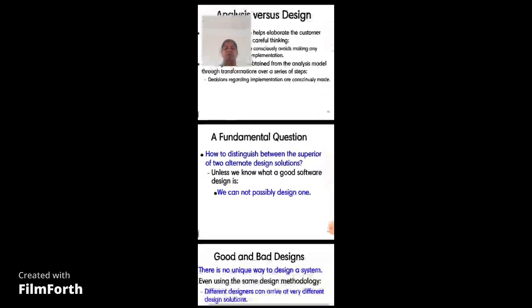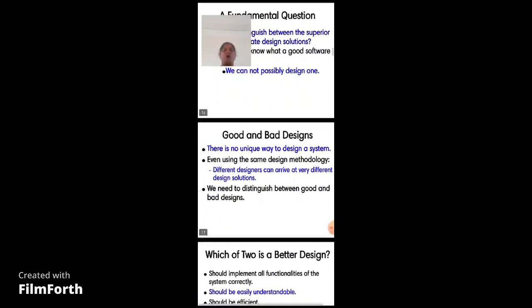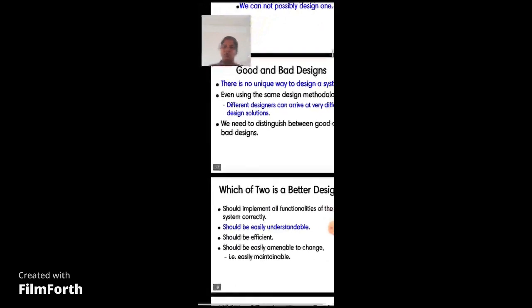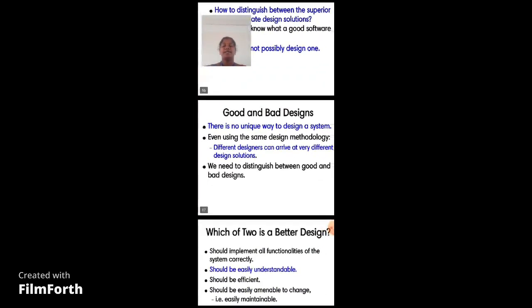For that we look for good designs. How can we create a good design? What are the bad designs we have to omit in software technologies? A good design should be a very unique way to design the methodology. We have to arrive at very different design solutions. For that we have to implement all functionalities of the system correctly. It should be easily understandable, very efficient, easily implementable, easily adaptable to change, and easily maintainable.